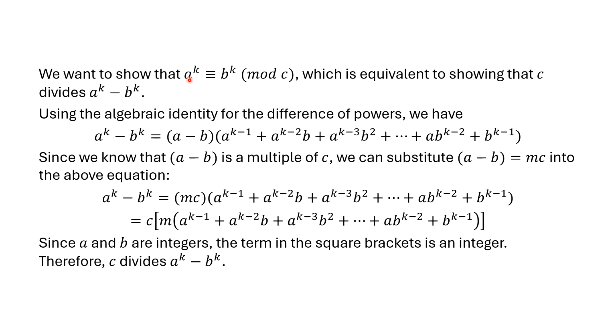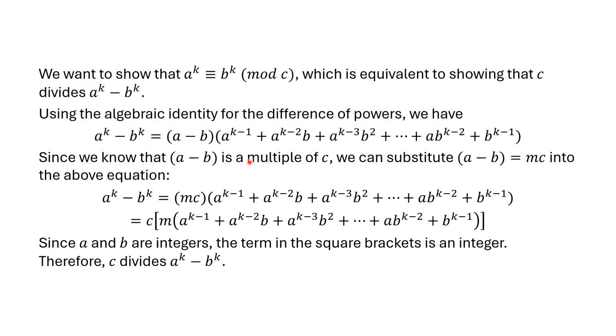We want to show that A to the K is congruent to B to the K mod C, given that A is congruent to B mod C. And that's equivalent to showing that C divides A to the K minus B to the K. So using the algebraic identity for the difference of powers, we have this here. You can verify this just by multiplying it out. You multiply A times this, and then minus B times this, and most of the terms drop out except for A to the K and minus B to the K. So you have this here.